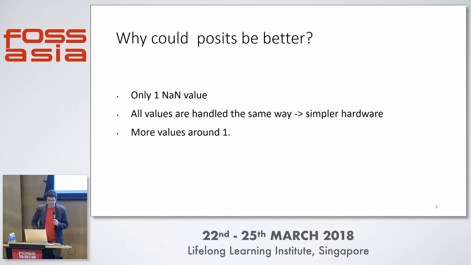So posits could be better because there is only one NaN value in them, so all the others are assigned to real numbers. All values are handled the same way, so there are no subnormals, and they handle exponent bits differently. So there are more values distributed around one, and less very large or very small magnitude values. So that could result in computations that are scaled properly. They could be more accurate.